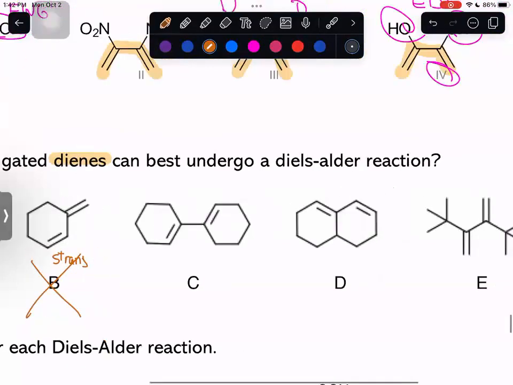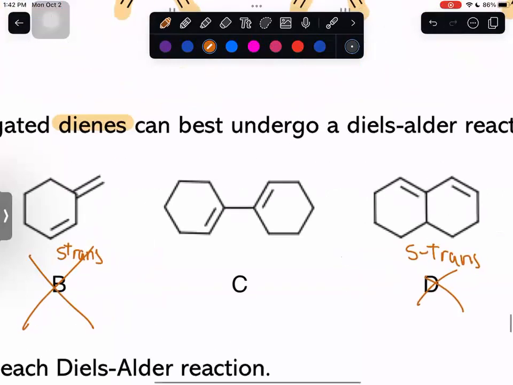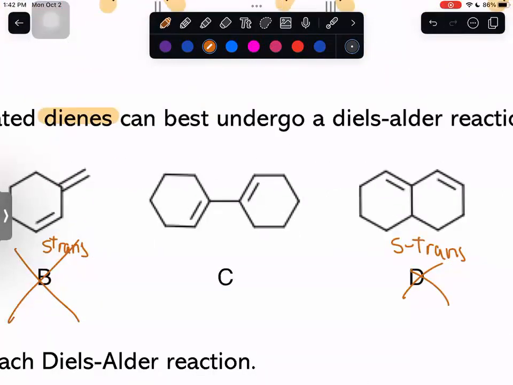What about molecule D? What conformation is that? S-trans as well? Can I rotate it? Nope. See, I can rotate it. So first of all, what conformation is that molecule shown as? S-trans. Now I have a single bond, so that means that I can rotate it into the s-cis conformation.